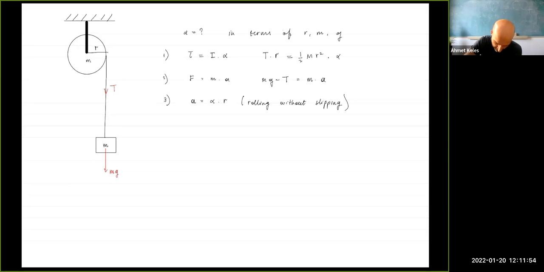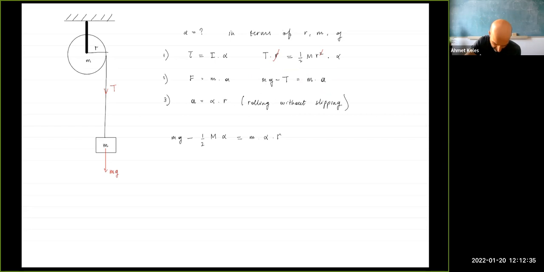So let me substitute everything in that equation, because we are trying to solve it for alpha. Actually, this one is easier. Let me do this. This is mg minus the tension, let's cancel these r's. Tension is 1/2 m alpha. So I wrote the left-hand side. Now I want to write the right-hand side. Right-hand side is equal to m times a, but a is equal to alpha times r.